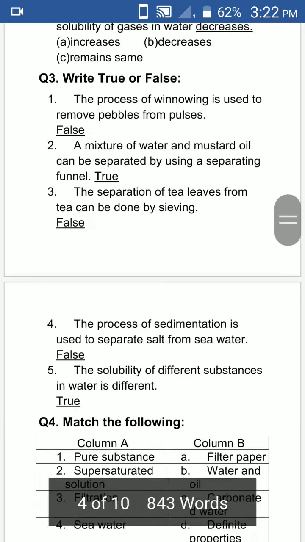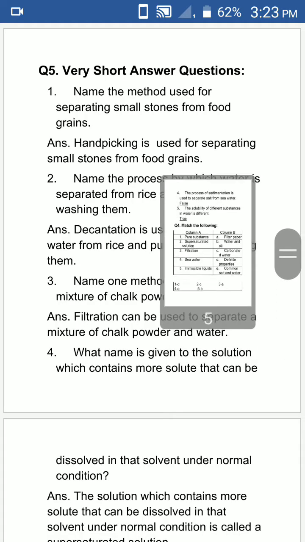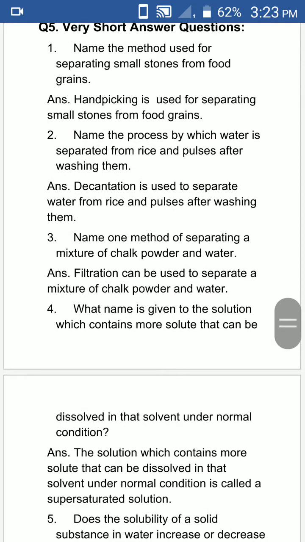Now, question number 5, very short answer questions. First is, name the method used for separating small stones from food grains. The answer is, handpicking is used for separating small stones from food grains. Second, name the process by which water is separated from rice and pulses after washing them. Answer, decantation is used to separate water from rice and pulses after washing them.